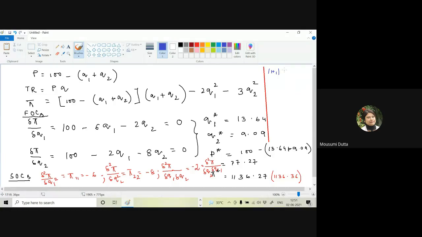Which one? Pi 11 is minus 6, less than 0, and pi 22 less than 0. Okay. Pi 11, pi 12, pi 21, pi 22. And what is the value? 44. Very good. Rest of the students, please check whether you are getting this or not. Yes, ma'am. So it's all done.